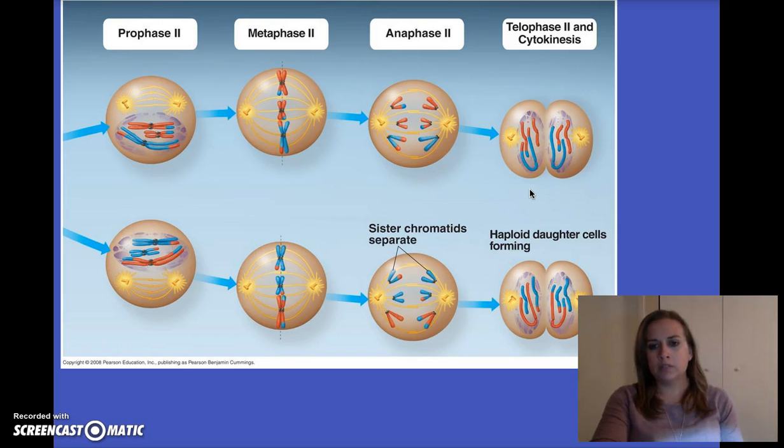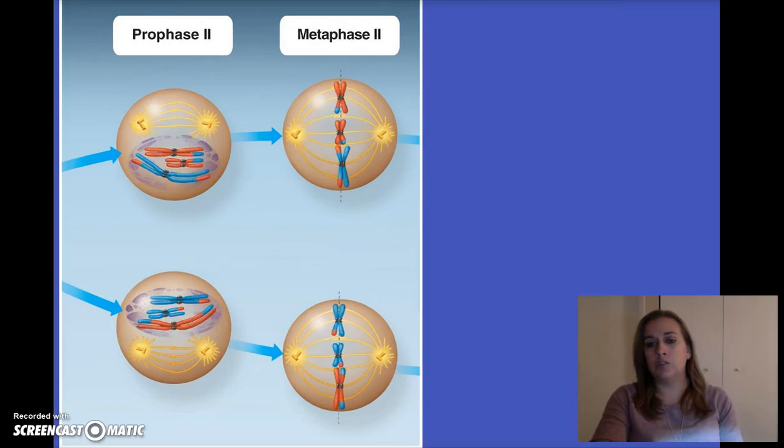So again, telophase 2, you have the chromosomes unwinding into chromatin. You have the nuclear envelope reforming, and during cytokinesis, the cells are starting to split in half. So you can see that you are going to now have 4 daughter cells as opposed to just with the single division of mitosis where you only have the 2 daughter cells.